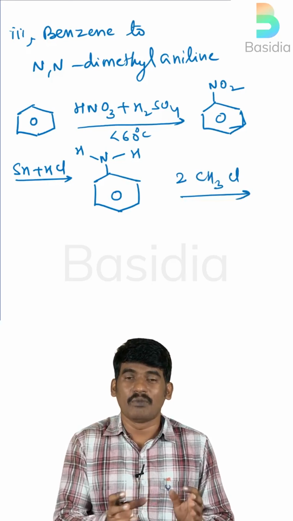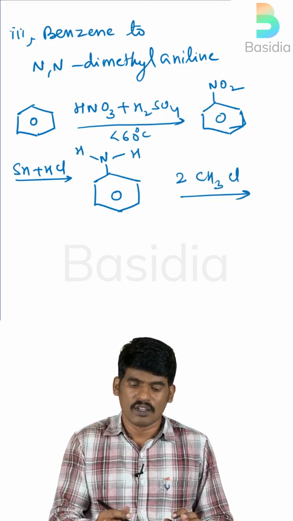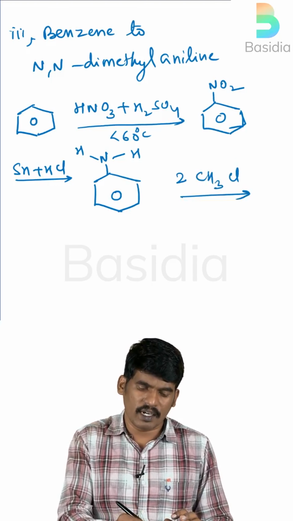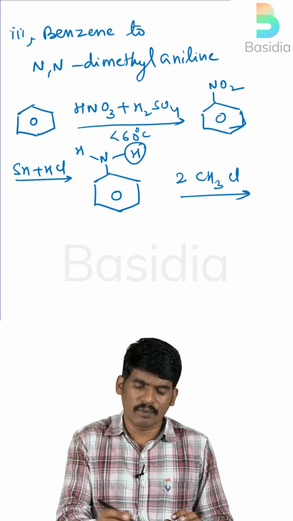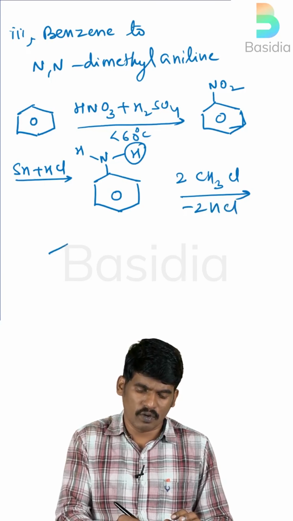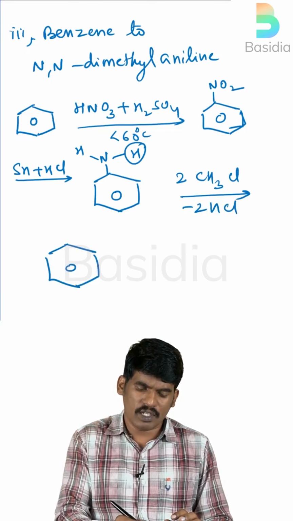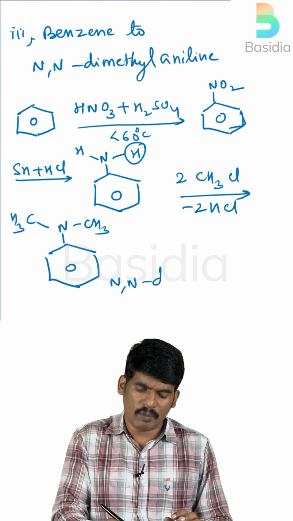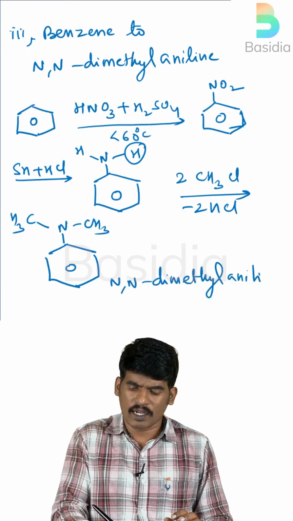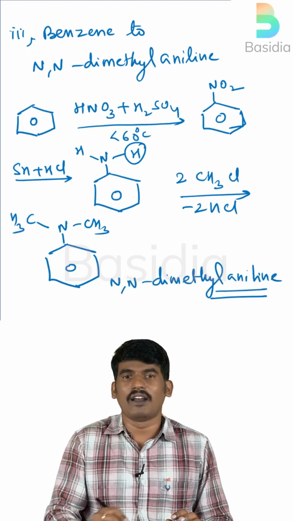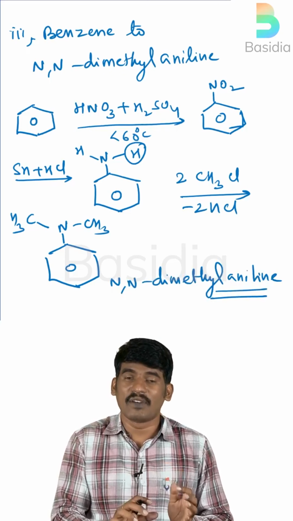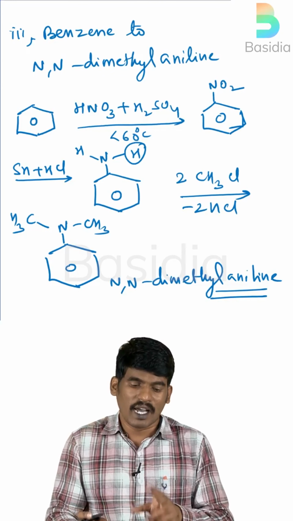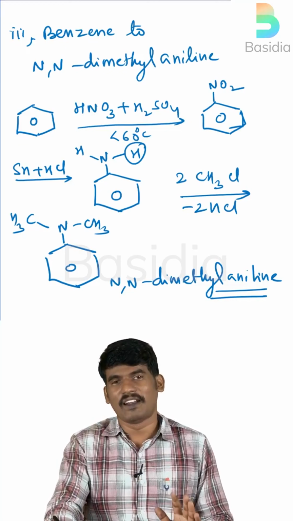We have learned ammonolysis of alkyl halides. So if I take 2 moles of CH3Cl, the H with the Cl can be removed, 2 moles of HCl can be removed. Then that hydrogen is replaced by alkyl groups. You will get N(CH3)2, that is N,N-dimethylaniline. So like that we can convert benzene to N,N-dimethylaniline.